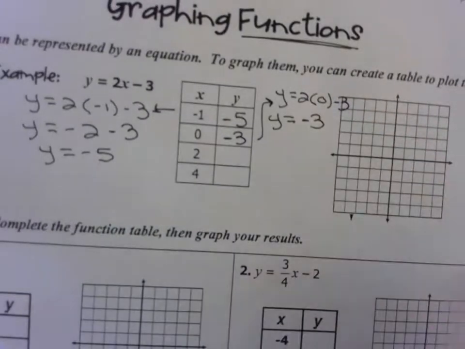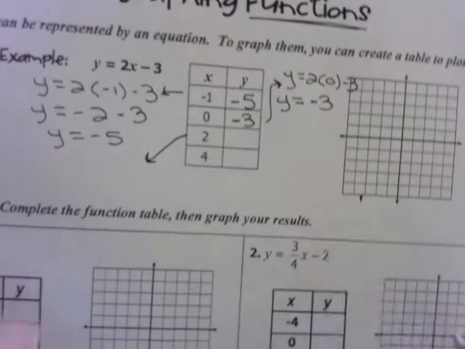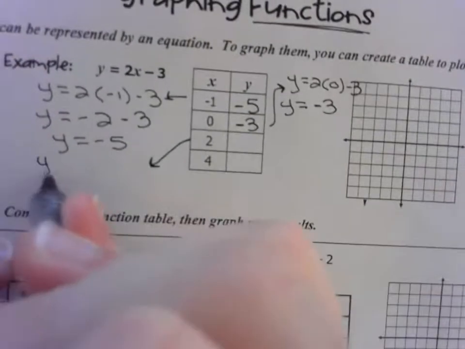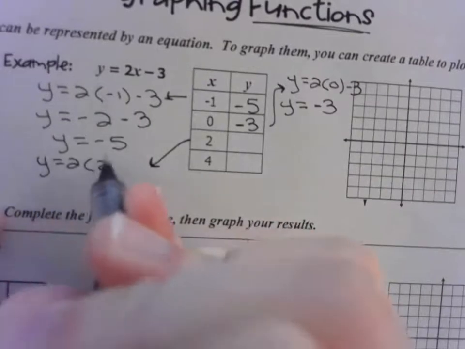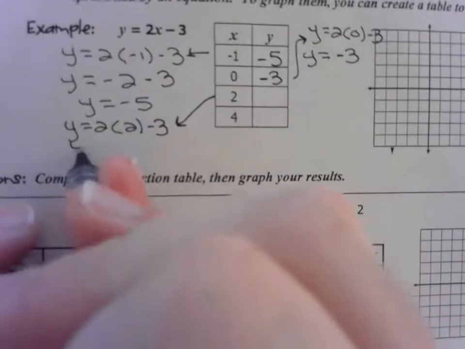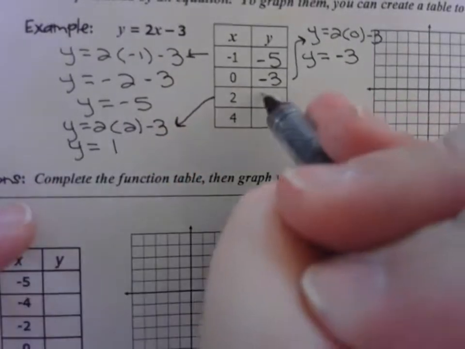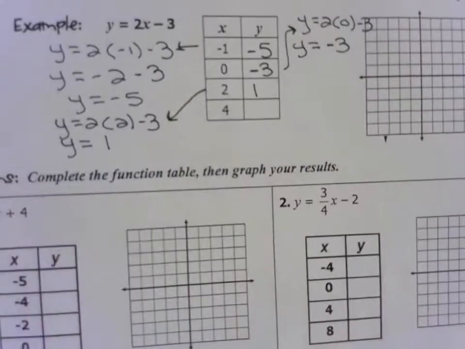Okay, so now if I look at plugging in 2, I'm going to take my equation and plug in 2 for x. So y equals 2 times 2 minus 3. 2 times 2, 4 minus 3, 1. So that is 1. So I need to see the part where you plug it in. This is not super hard stuff. You guys can all do this.